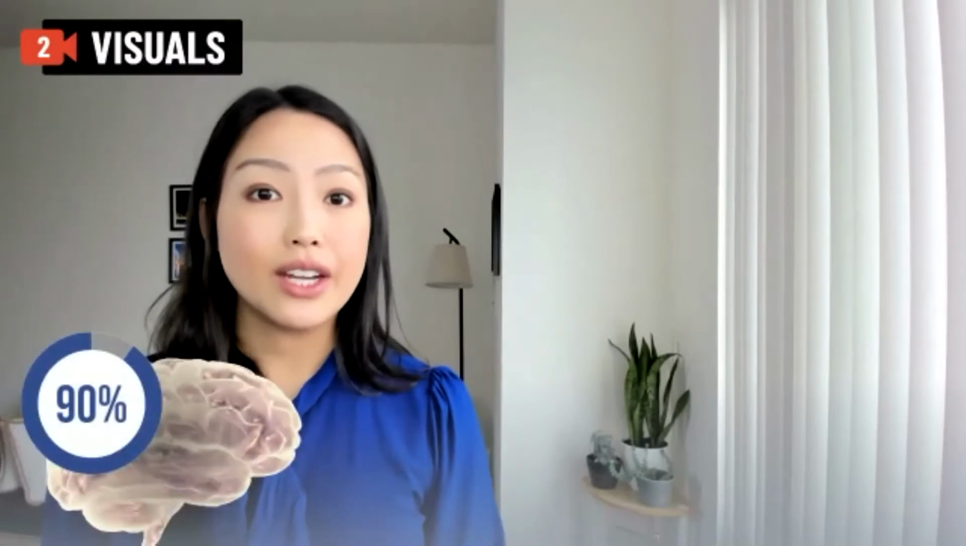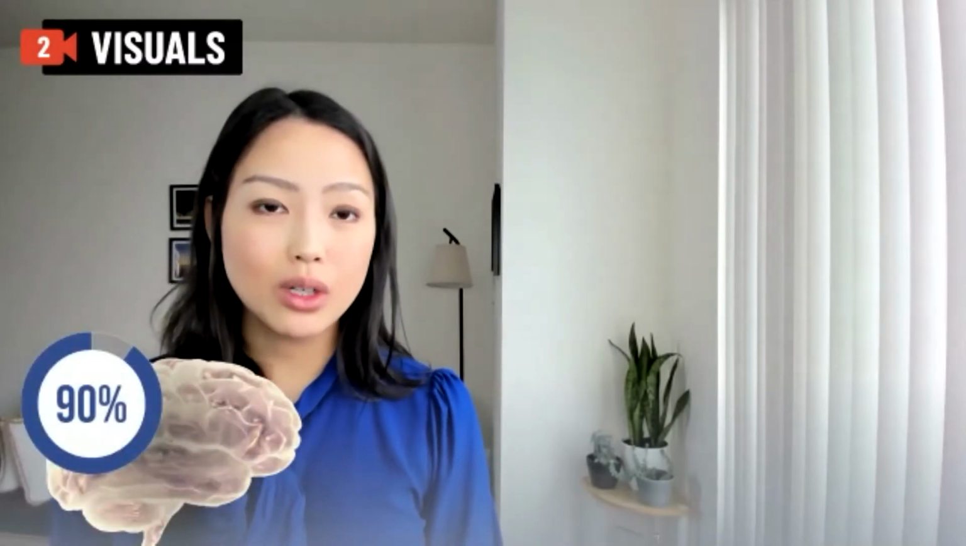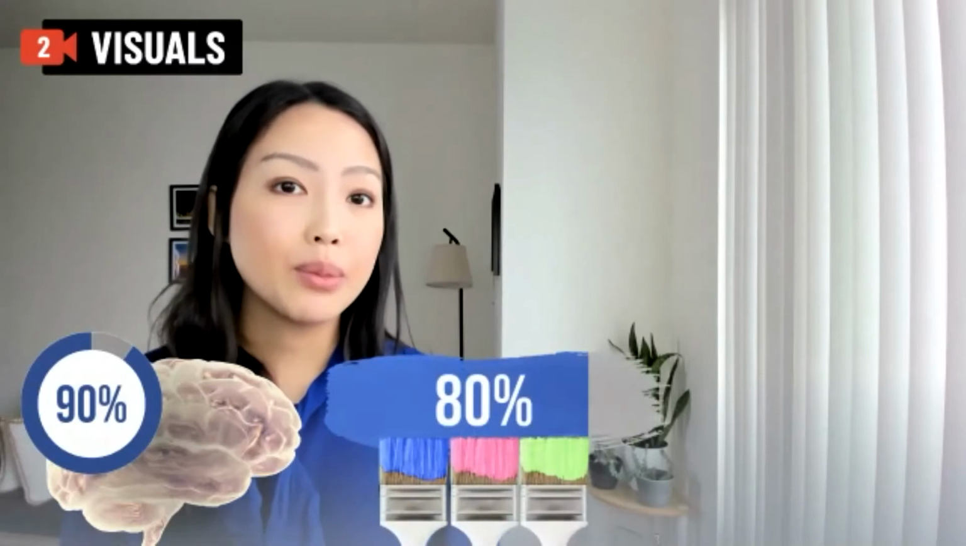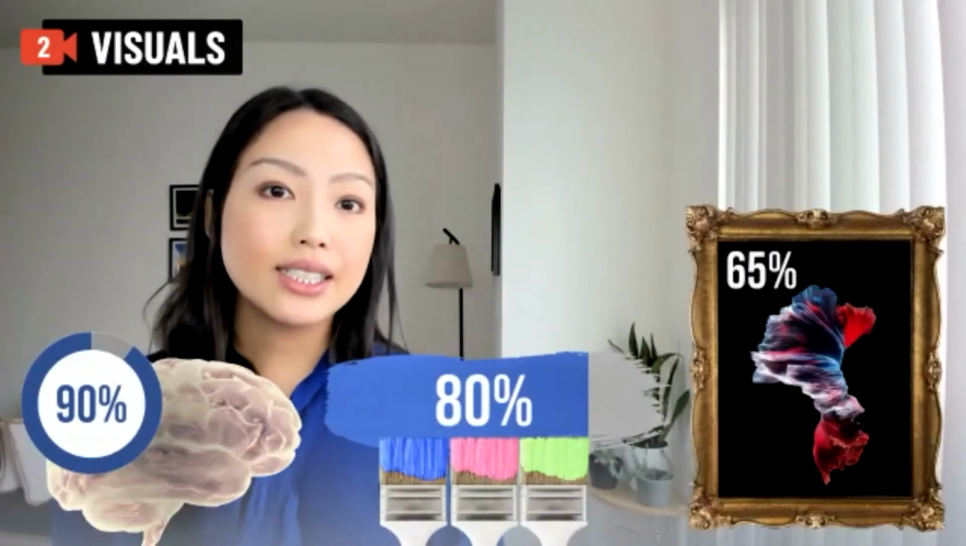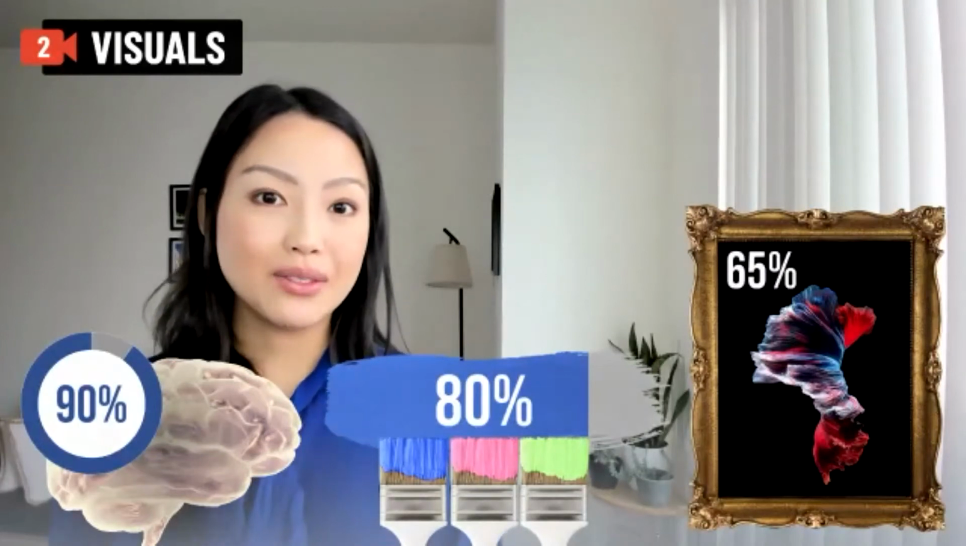Once you have your lighting ready to go, the next thing that you'll want to focus on is your visuals. So many of us have probably heard various stats talking about how impactful visuals are. For example, 90% of the information processed by the brain is visual, or 80% of people remember what they see versus what they hear and read, and 65% of people identify as visual learners.